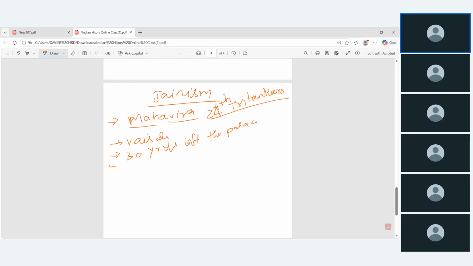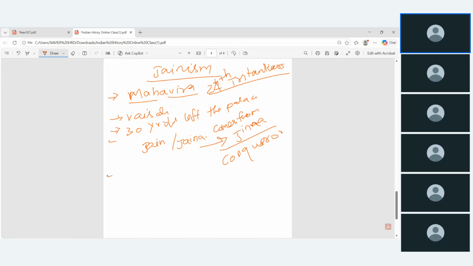And the meaning of Jainism, அதாவது எங்க இருந்து வந்து இந்த பேரு வந்தது அப்படின்னா, it comes from Jina. Jina means conquer. தன்னைத்தானே வெற்றி கொள்றது.